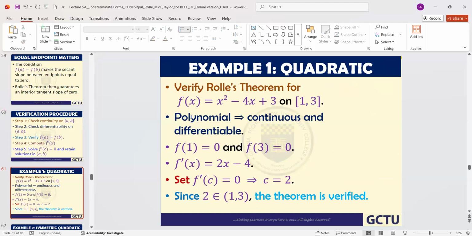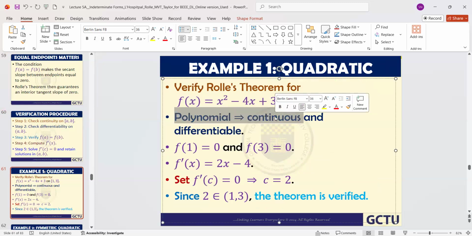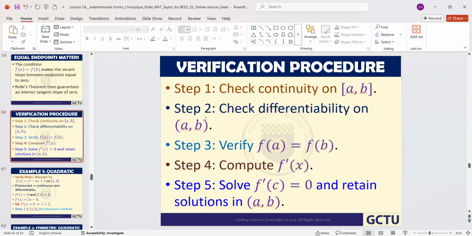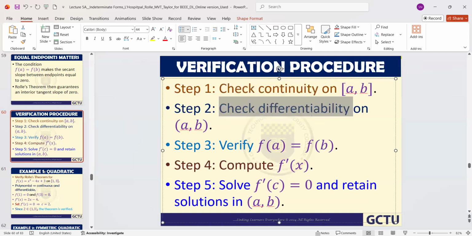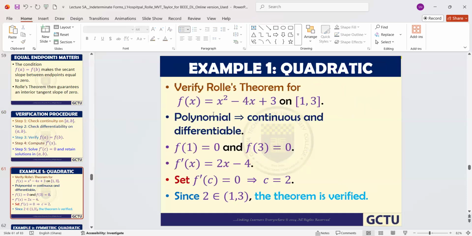First of all, how do we verify that this is continuous? Obviously, this is a quadratic equation. And polynomials we know are continuous. They don't break anywhere. So that is our verification. Polynomials are continuous and they are differentiable. So we have verified step 1. Remember, step 1 is check continuity. So polynomials are continuous. And then check differentiability. Polynomials are differentiable. So we are done with step 1 and step 2 by identifying the type of function.